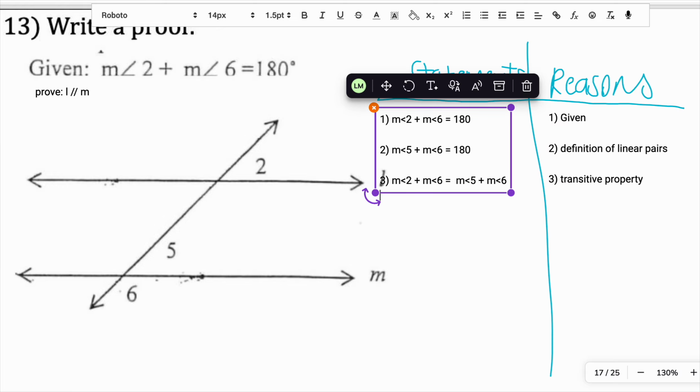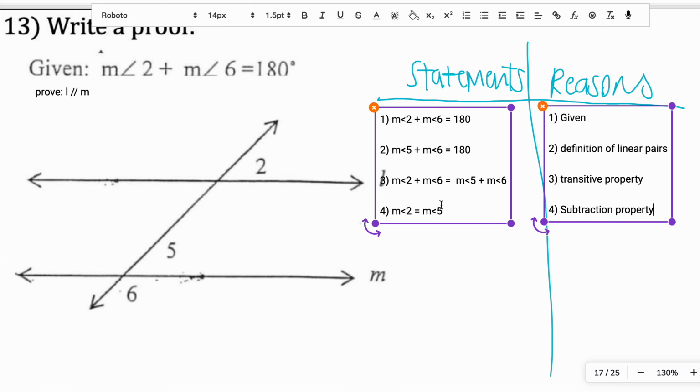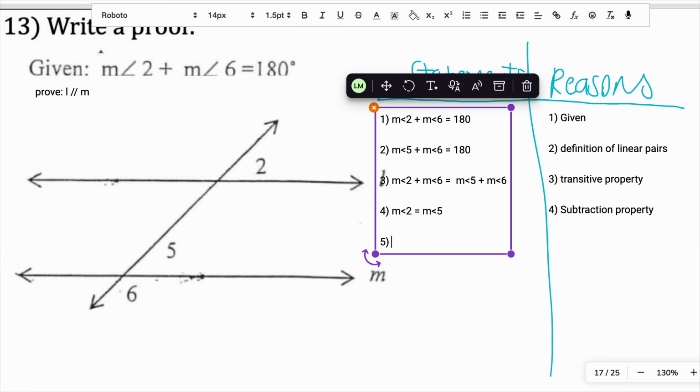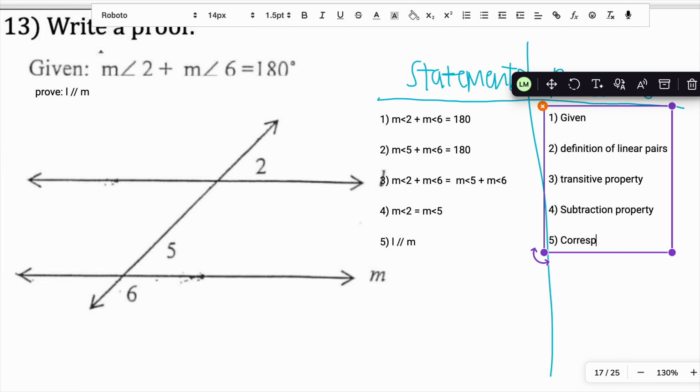Next, what I would then say is the measure of angle 2 is congruent to the measure of angle 5, and that is me using the subtraction property. So that's statement 5, because 2 is congruent to 5, then I can say that L is parallel to M using the corresponding angles converse theorem. Okay?